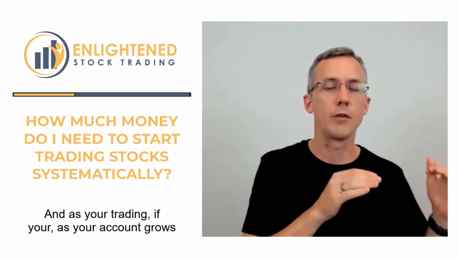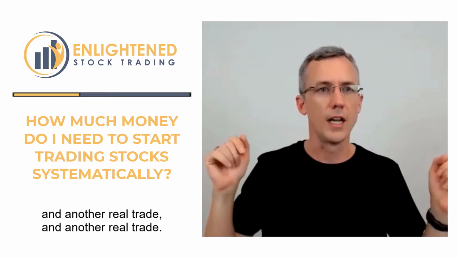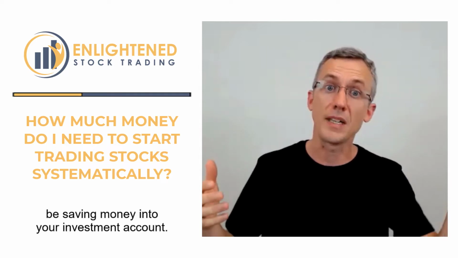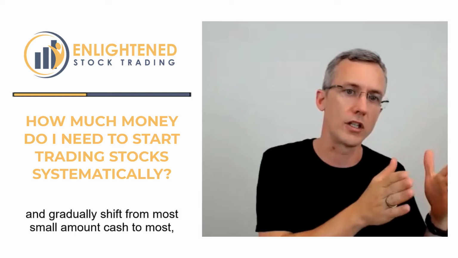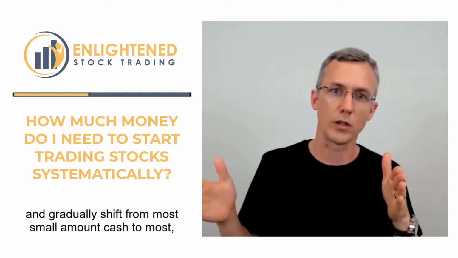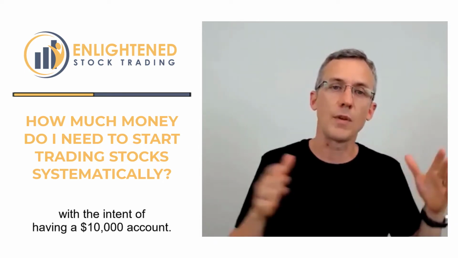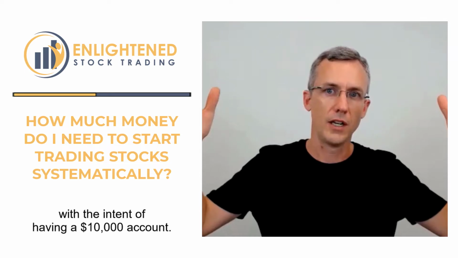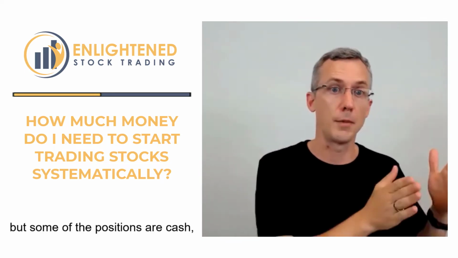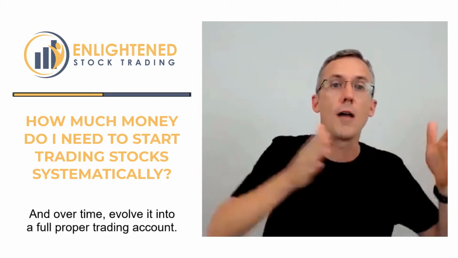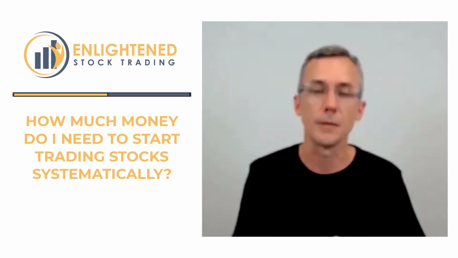And as you're trading, as your account grows, eventually you take another real trade and another real trade and another real trade. But you should also, through your day job, be saving money into your investment account. And that will allow you to take more and more trades and gradually shift from mostly paper trading to mostly cash and less paper trading. So you can start with the intent of having a $10,000 account, even though you might only have $1,500. Just trade like you've got $10,000, but some of the positions are cash, some of the positions are paper, and over time evolve it into a full proper trading account.